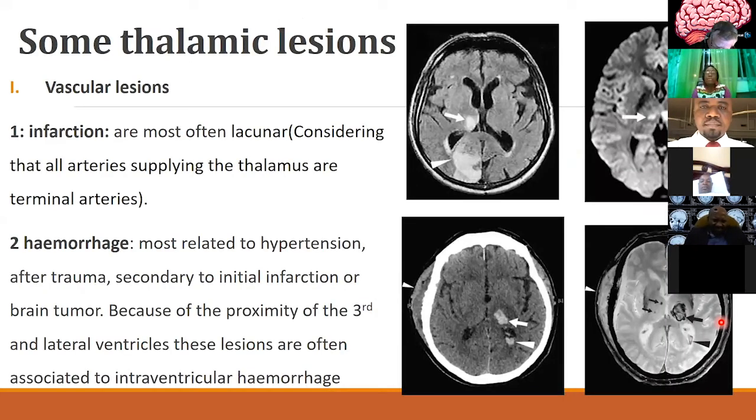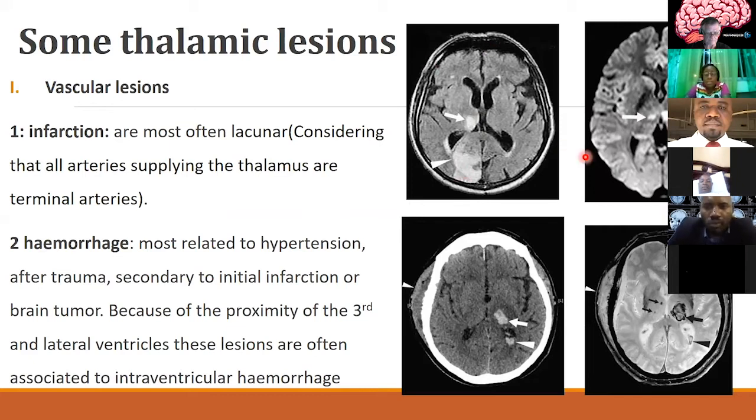Now we shall try to outline some thalamic lesions and describe their radiological images. We'll start with the vascular lesions. Infarcts are the first vascular lesions to which the thalamus is subjected. These lesions are mostly lacunar, considering that all arteries supplying the thalamus are terminal arteries.